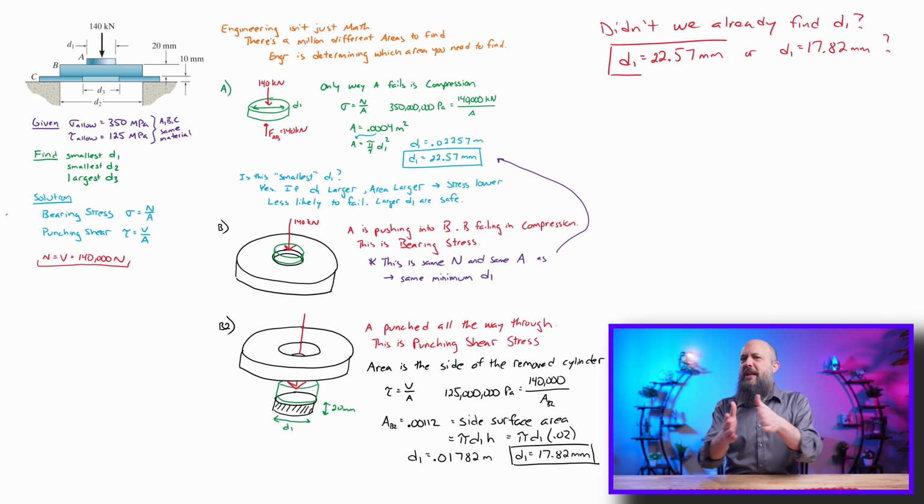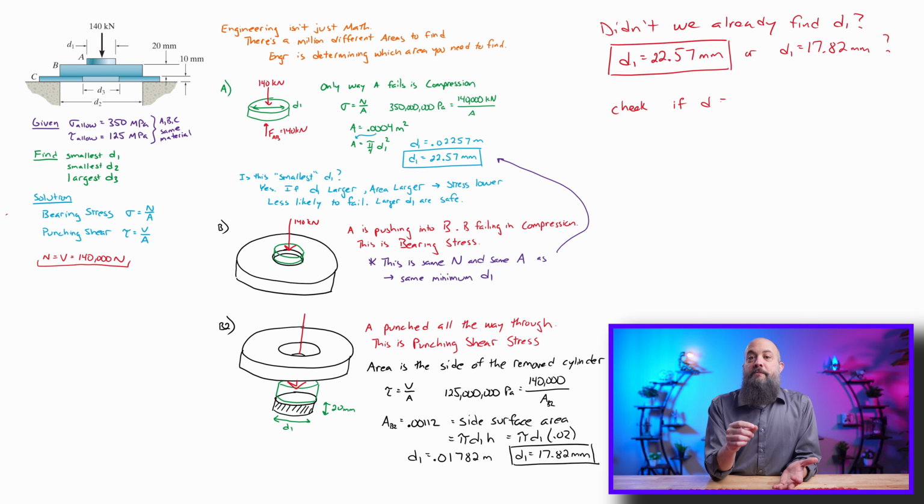So think about it this way. Pick a number right in the middle of 20. Would this object fail if we chose D1 of 20? And the answer is yes, it would. In part A, the minimum value was 22. It needed to be larger than 22 in order to not fail.